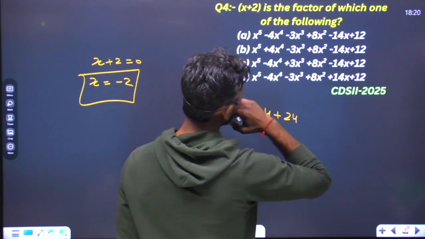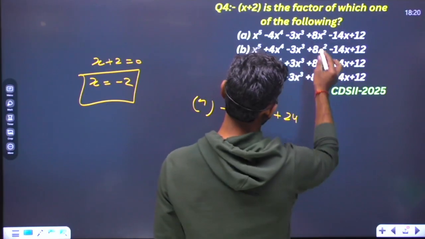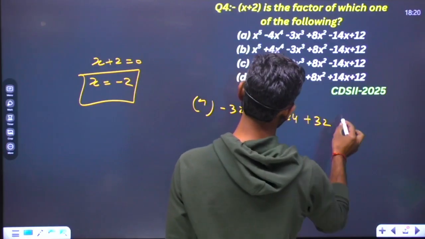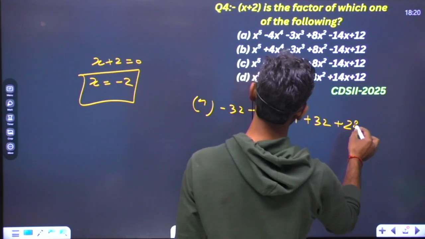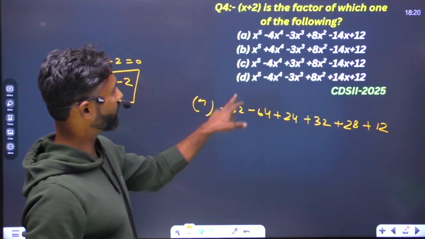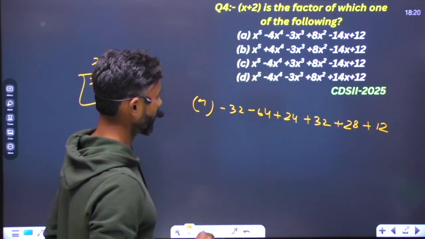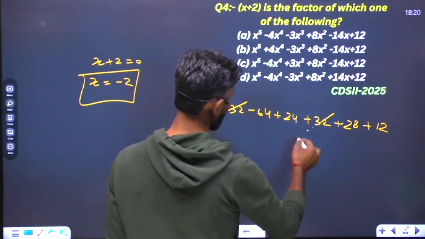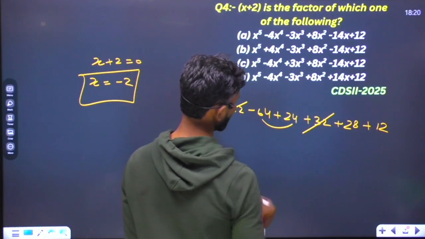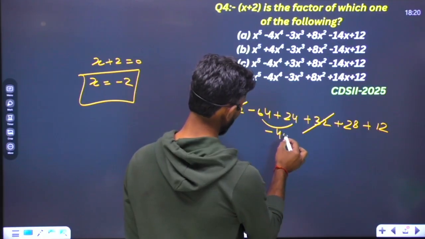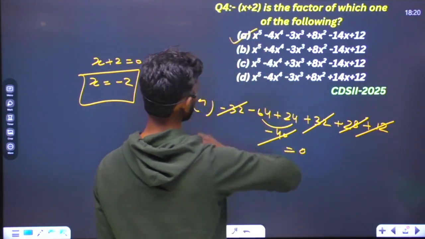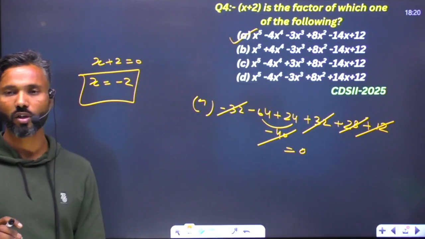Okay, and here 2 square is 4, plus 32, this is plus 32, this is again plus 28. Okay, and this is plus 12. Understand? I have placed the values of x everywhere in option A. Now plus 32 minus 32 cancelled. Okay, you can see minus 64 plus 24, it is minus 40. Okay, and these are also plus 40. So here the remainder is 0. So option A is the answer. Option A will be the answer for this particular question.